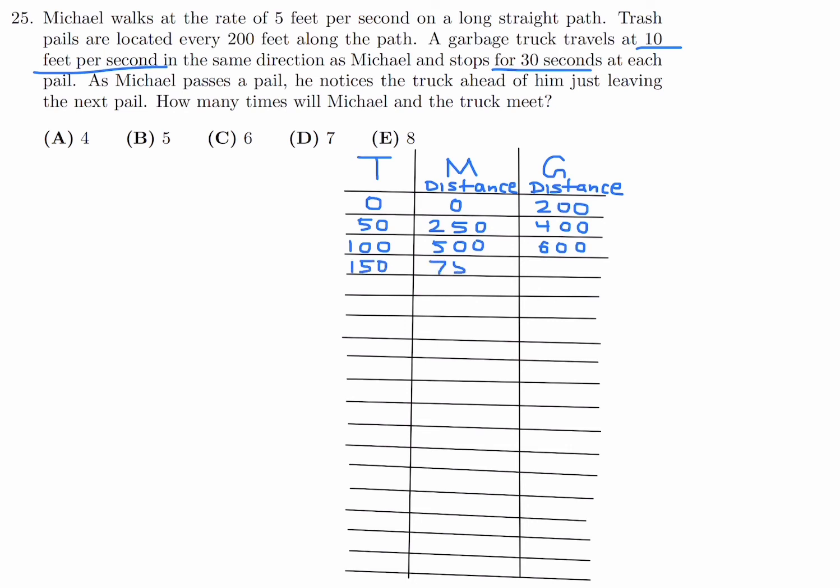150 seconds. Again, Michael is pretty straightforward. He's just moving along at the same pace. And so is the garbage truck, by the way. We just have to keep in mind that the garbage truck has to stop for 30 seconds. So this is 800 now. Like that. Okay?